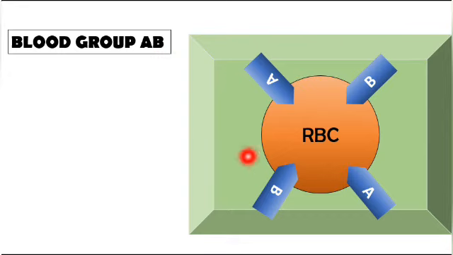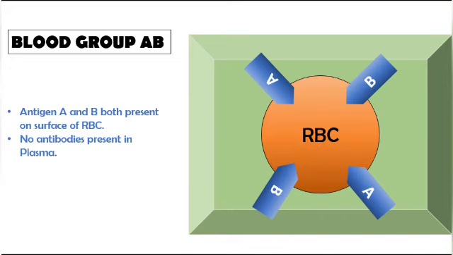And when we talk about the antibodies, you cannot see any antibody present here. Why? Because both types of antigens are present on the surface of the RBC. So if any antibody were present here, it would affect the antigens. It would be destroying the antigens present on the surface of the RBC. So here you can see that both antigen A and B are present on the RBC, but there is no antibody present in the plasma.